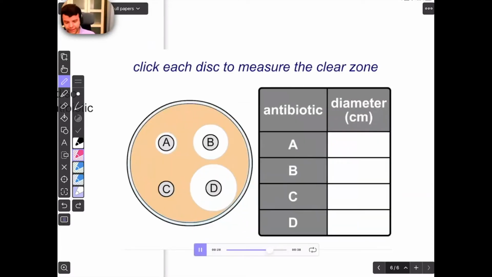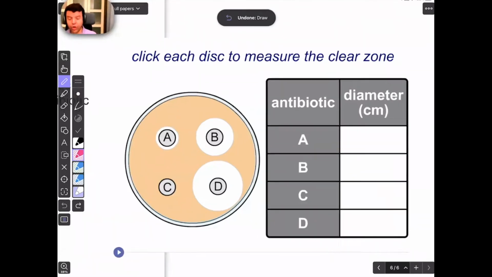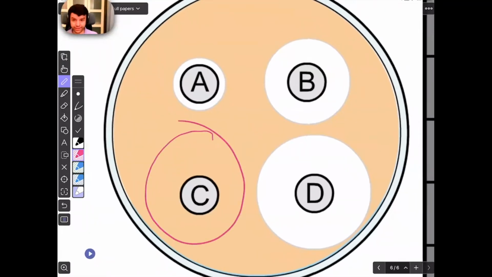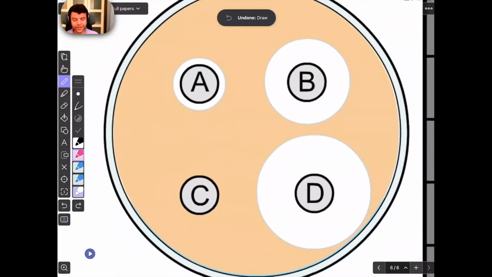What do I see here? I see that the antibiotic C has been a failure, right? Because it didn't kill any bacteria. How do you know if it's killing or not killing? If there's an area around the disc and that area looks white, this means that the antibiotic, like D here, has diffused out and killed those bacteria, right? We usually call this area around the antibiotic the clear zone, all right? So the clear zone is the area where bacteria got killed, right?